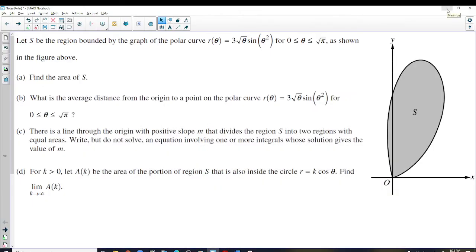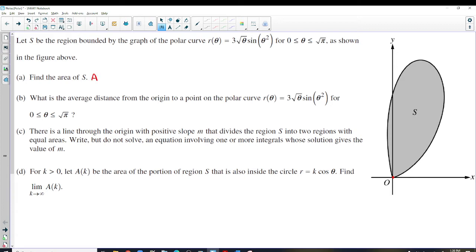Our last topic for our quiz is polar. Let S be the region bounded by the graph of the polar curve, as shown in the figure above. So we have the equation for the curve, and we have θ from 0 to square root of pi. So it must come back to the pole at square root of pi. Find the area of S.